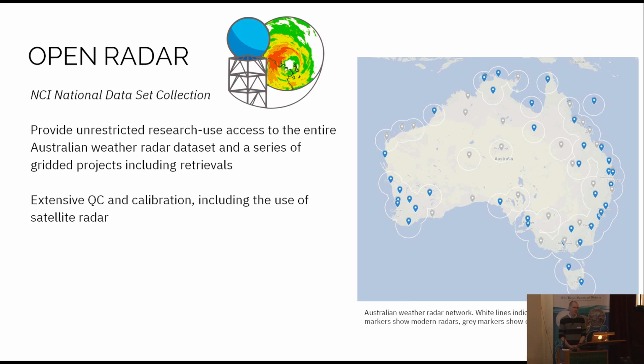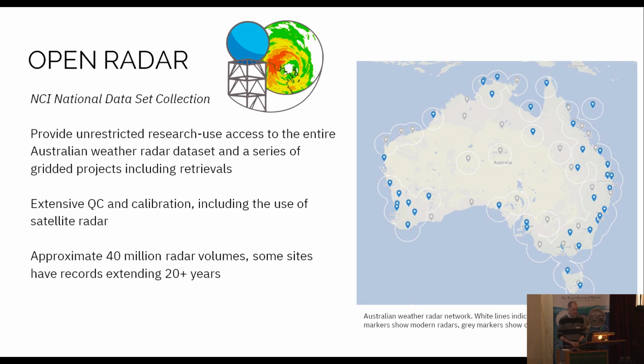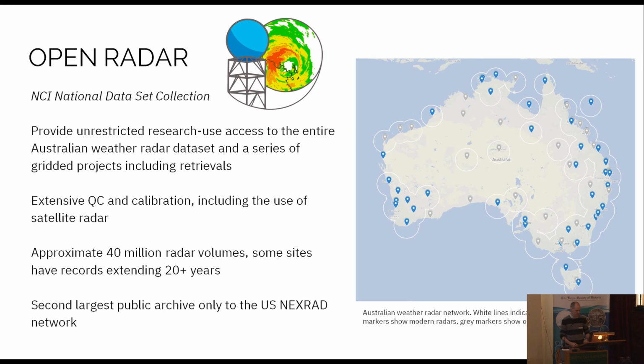An extensive amount of quality control has gone into this. We've done a lot of data archaeology, going through engineering logs, finding archives in weird places, and pulling it all back together in a central unified archive. Also, a lot of calibration has been done, and a lot of this includes using satellite radar. There are approximately 40 million radar volumes in this archive, and some sites have records going back over 20 years now, in particular for the capital city regions. And this will be the second largest public release of weather radar data, second only to the US NEXRAD network.